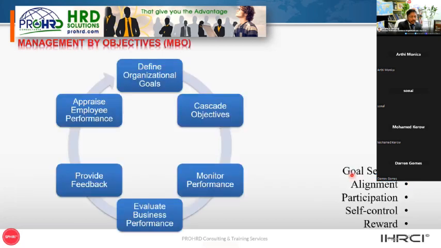So here we are looking at management by objectives, the process, how it is carried out. Define the organizational goals, cascade the objectives, monitor the performance, evaluate the business performance, then provide feedback. In all these phases you will get the feedback, and then appraise the employee performance. This was propagated by Peter Drucker, the management guru, who first introduced it to business in the 1950s. It's a system called management by objectives and self-control.